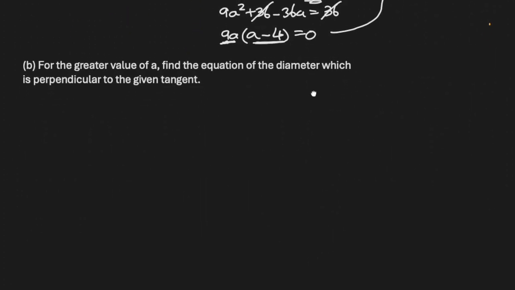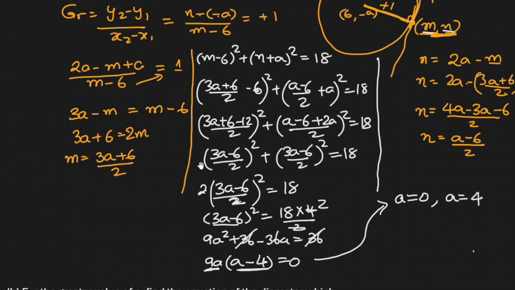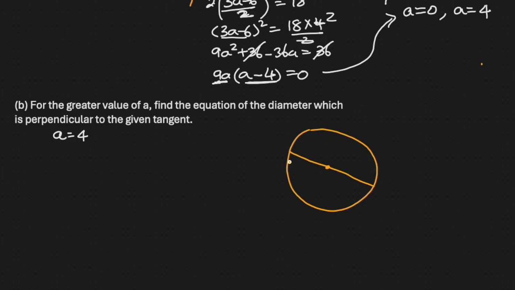Next part says for the greater value of a, which is 4. So that means they are trying to tell us a is equal to 4. For the greater value of a, find the equation of the diameter which is perpendicular to the given tangent. Okay, so I had a circle. I had this diameter and the coordinates were 6 and minus a. So 6 and minus 4 are the coordinates of the center. This is the tangent. Okay. Find the equation of the diameter.